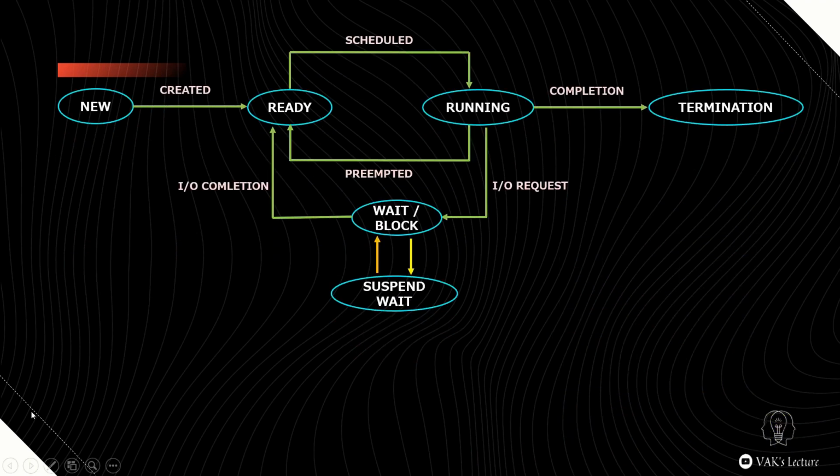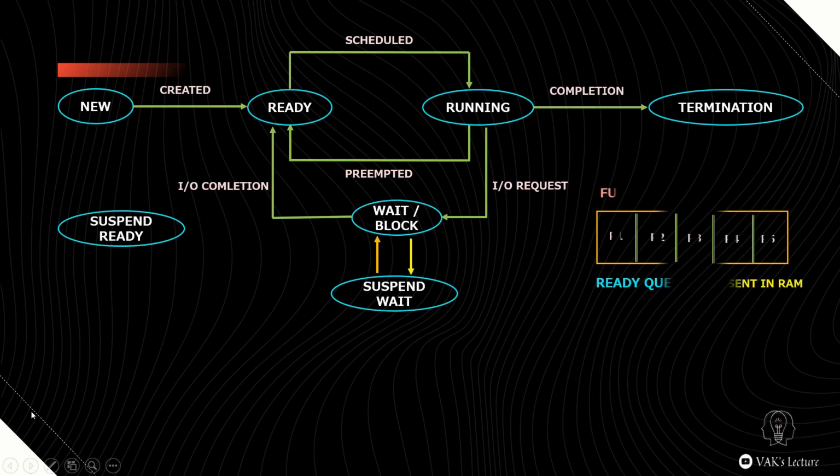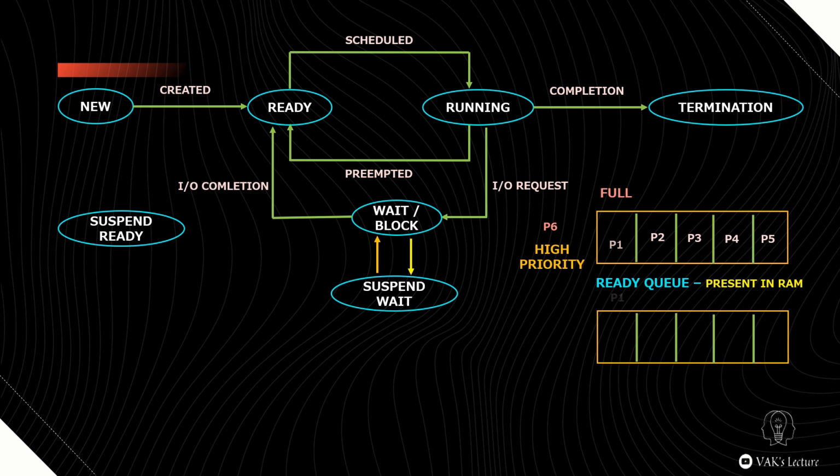Now, let us see suspend ready. Similar to the previous situation, if the ready queue is completely filled with processes and a high priority process arrives, as it has high priority, it must be added to the ready queue. So, in such a case, other low priority processes are transferred to suspend ready. Suspend ready is also present in secondary memory like suspend wait. When there is enough space, processes present in suspend ready are transferred back to the ready queue.